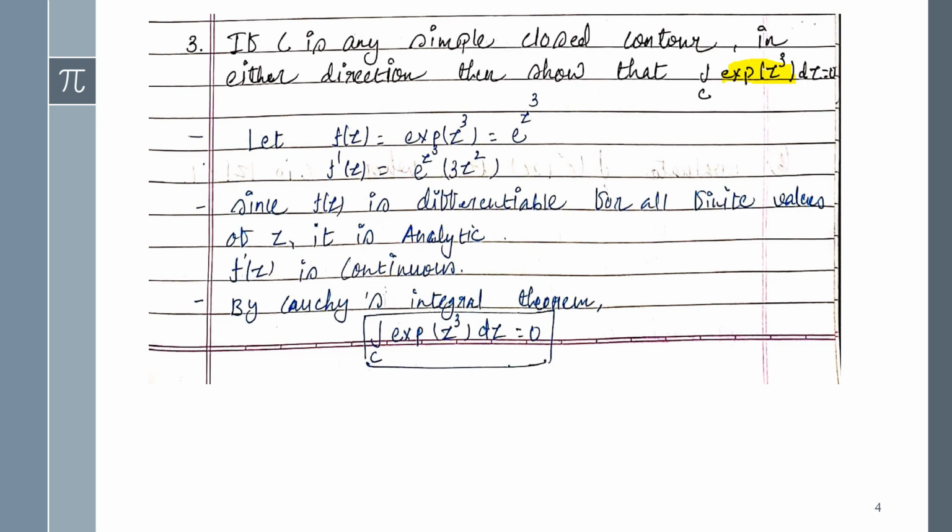Okay, so this is your exponential only. Then you have to find its first derivative. So this one will be its first derivative, and this one is the same as the second example. If it is differentiable, then it is continuous and also analytic. So that's why we can write that the integration of f of z dz will be 0.